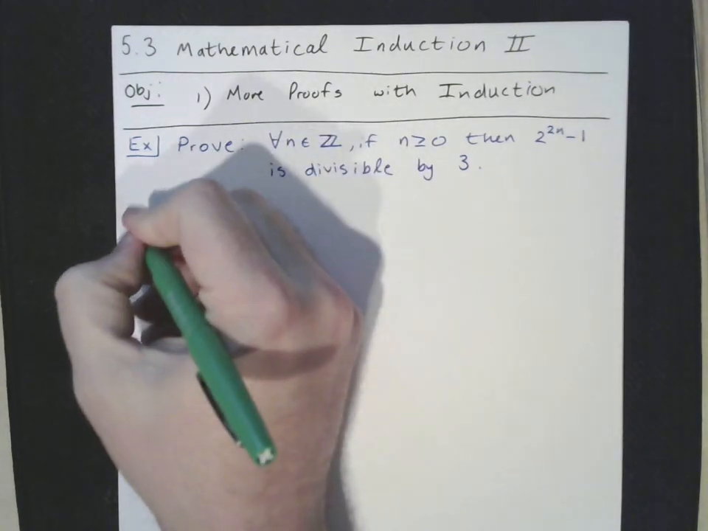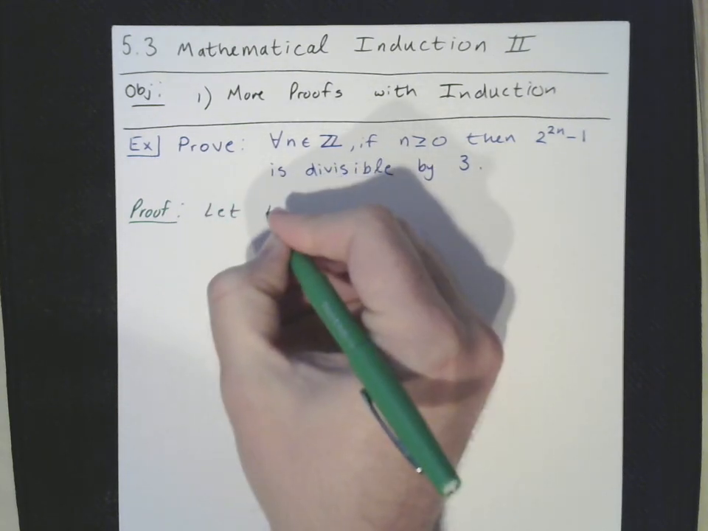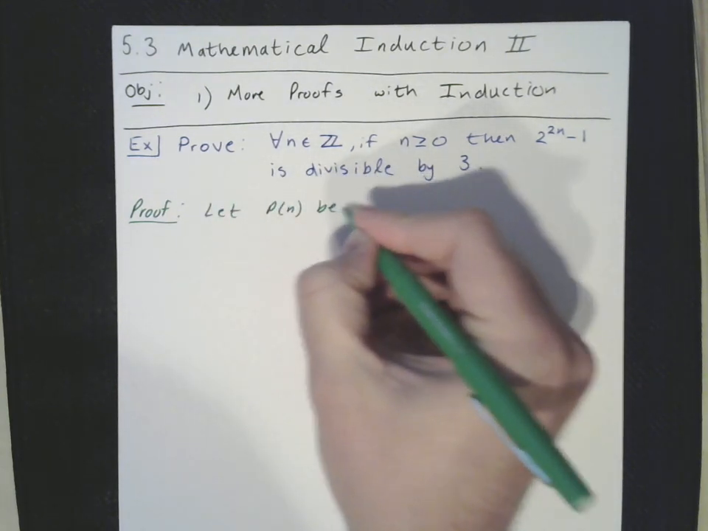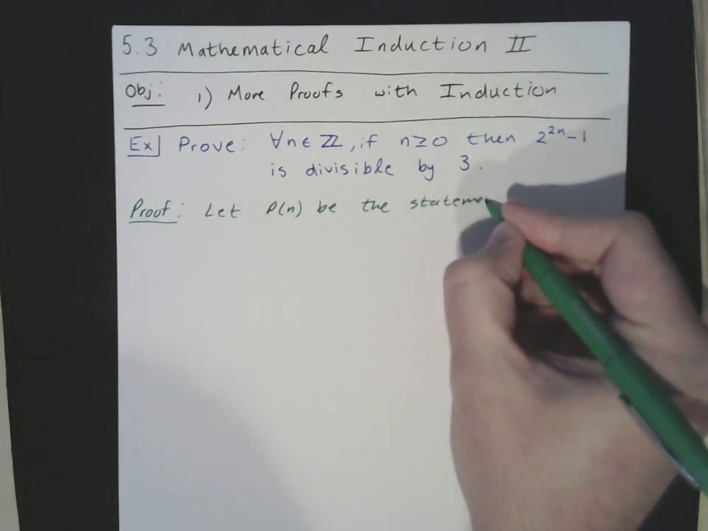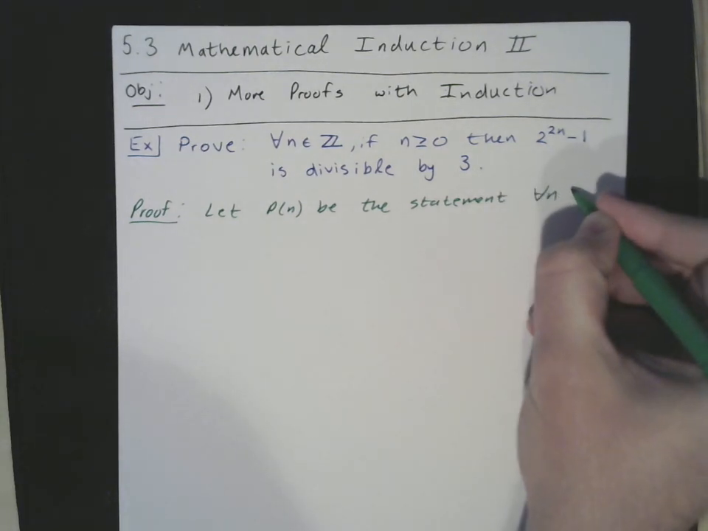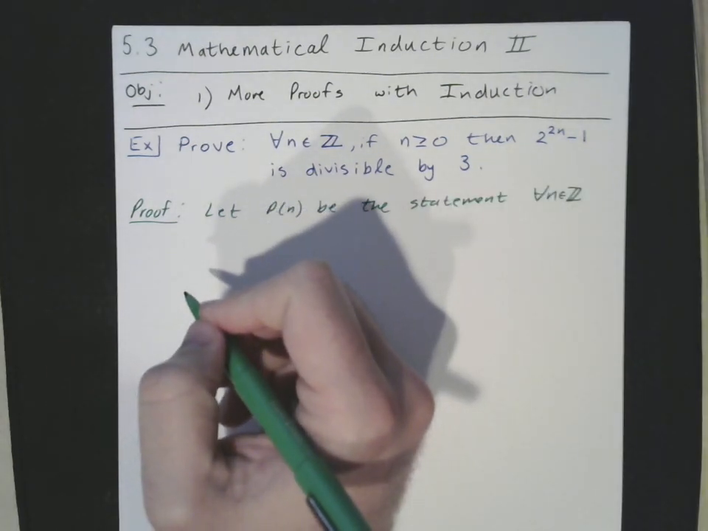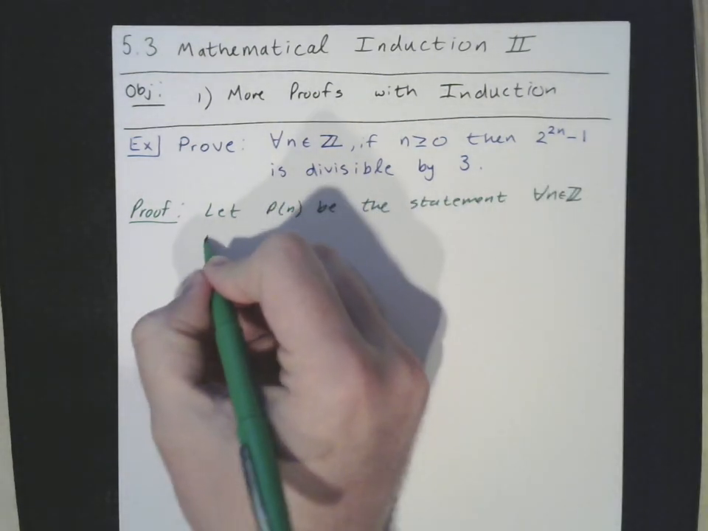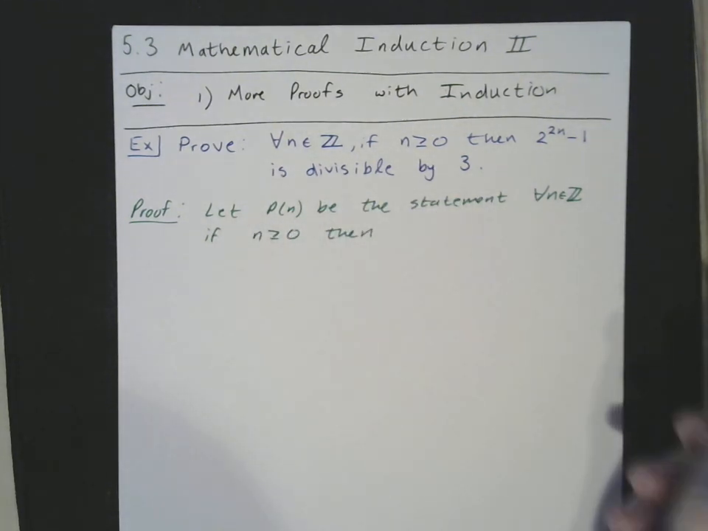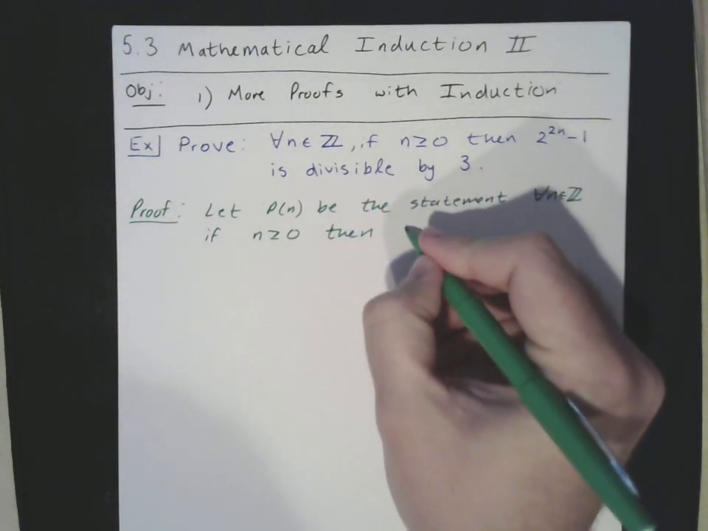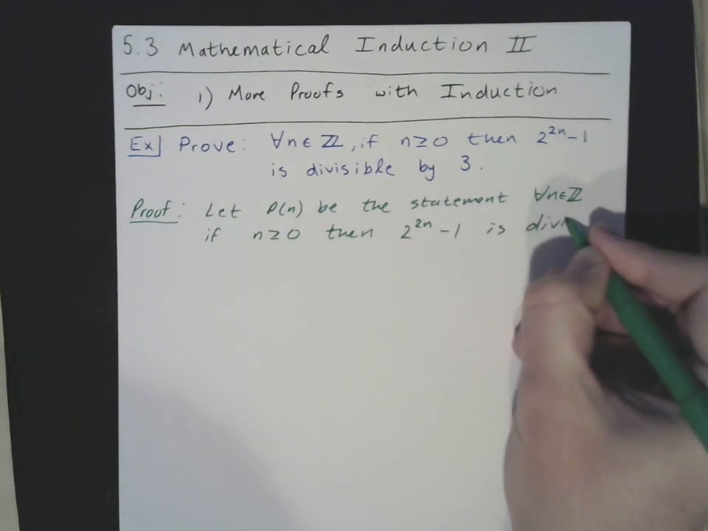Okay, so this is an induction proof, so we need to start our proof by defining our P of n property. So we're going to let P of n be the statement: for all n in Z, if n is greater than or equal to 0, then 2 to the 2n minus 1 is divisible by 3.